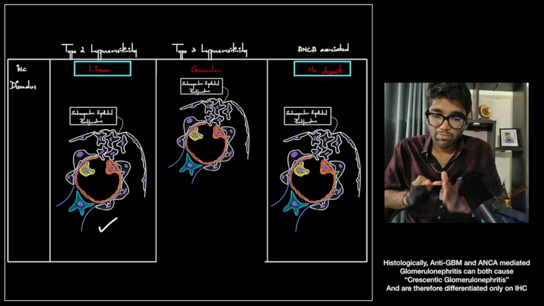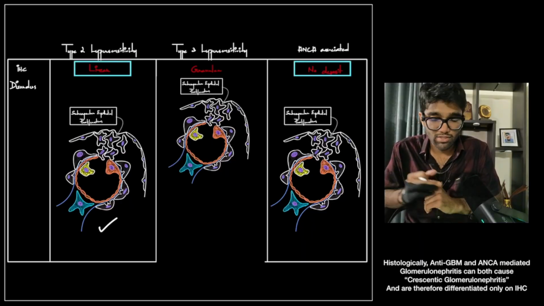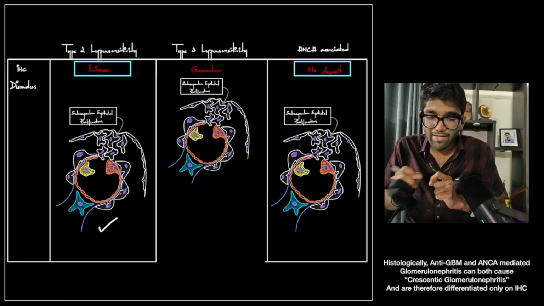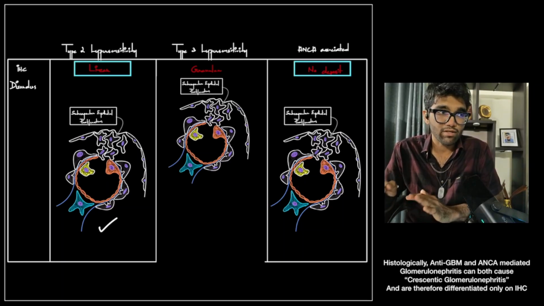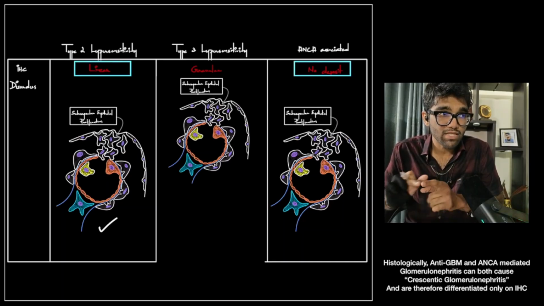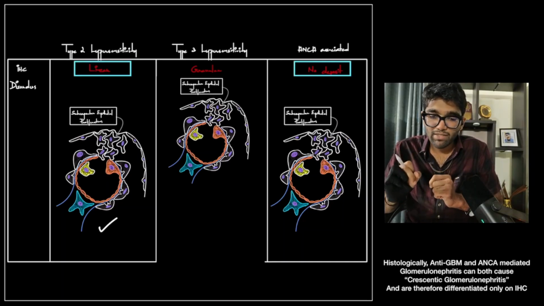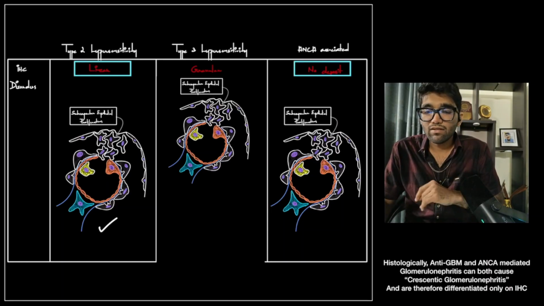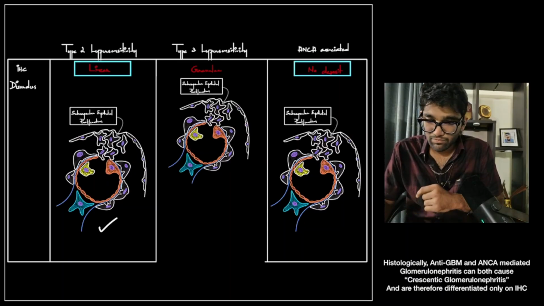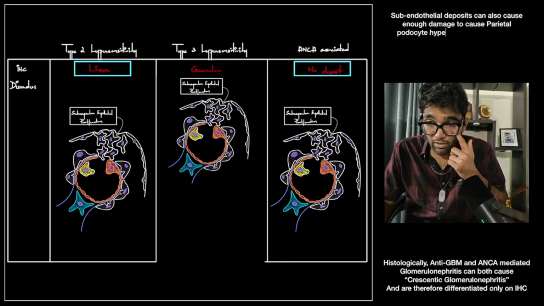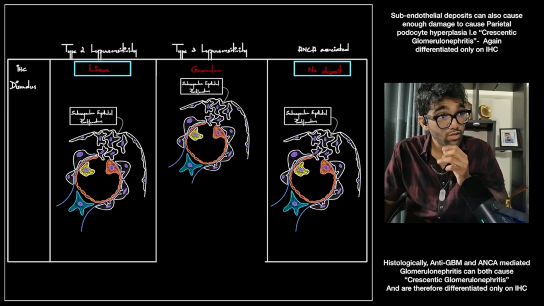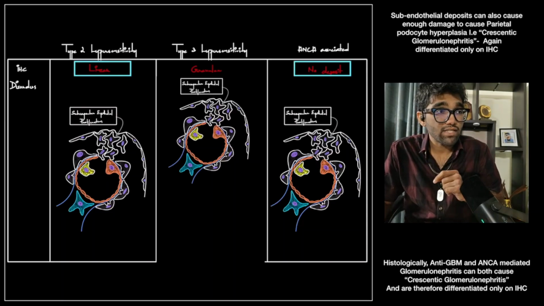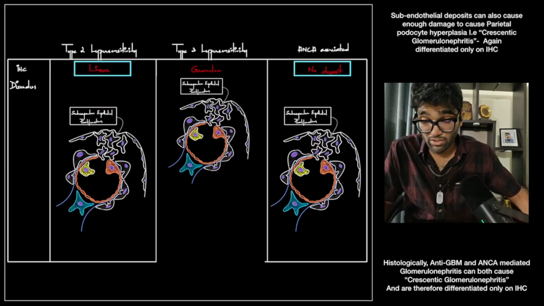Okay. But the mechanisms underlying are of three types: type 2 hypersensitivity, type 3 hypersensitivity, and ANCA-associated glomerular damage. And therefore, when you do immunohistochemistry, the pattern of immunohistochemical staining is very different. In the case of type 2 hypersensitivity, it is a linear basement membrane staining. In the case of type 3, it is a granular staining, that is, it's patchy and subendothelial. And then you have ANCA, where there is no staining. Okay. Now, subendothelial deposits can also cause enough damage to cause crescentic GN, and this can only be differentiated based on histomorphology, based on immunohistochemistry.